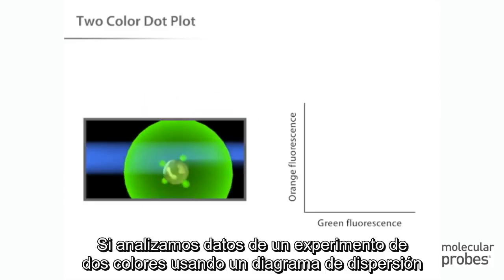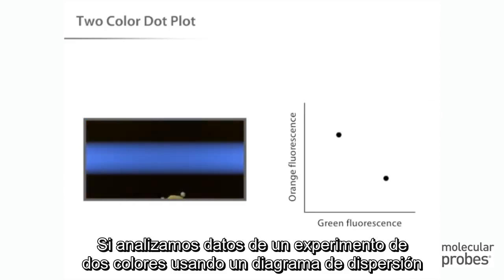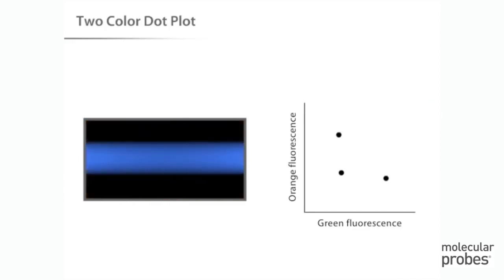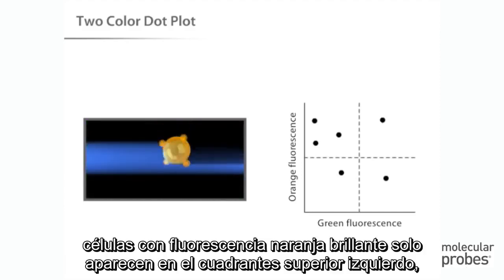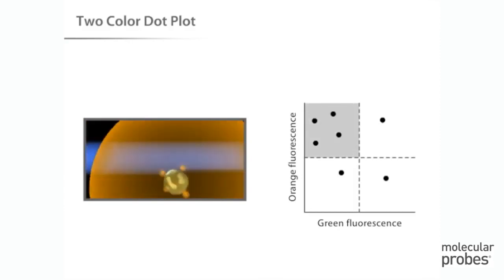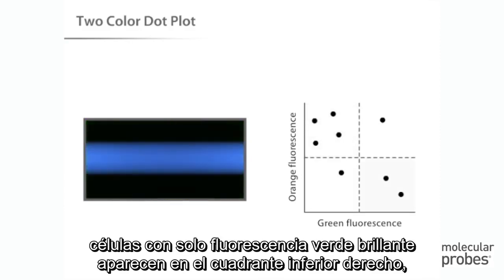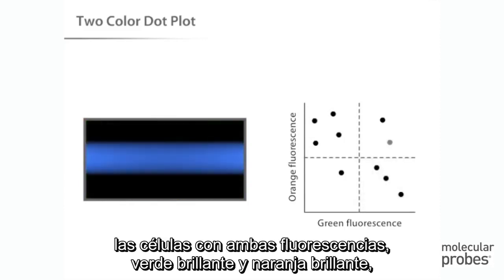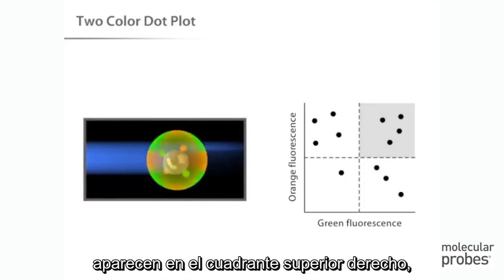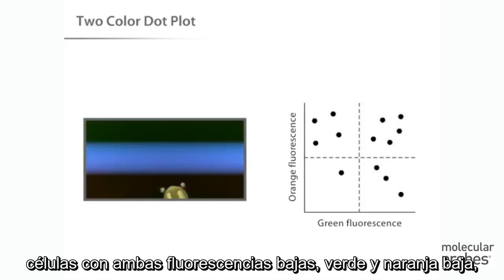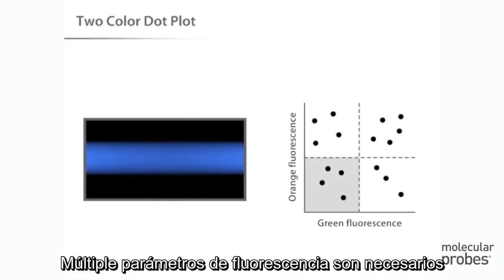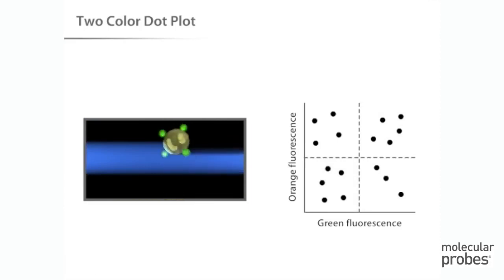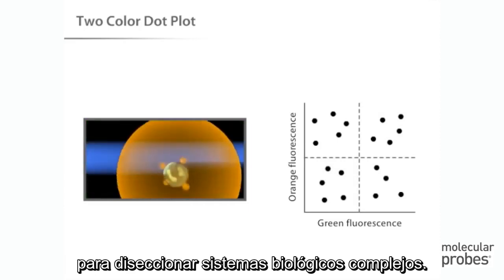If we analyze data from the two-color experiment using a scatter plot, 4 distinct populations emerge. Looking at the dot plot in terms of quadrants, cells with only bright orange fluorescence appear in the upper left quadrant. Cells with only green fluorescence appear in the lower right quadrant. Cells with both bright green and bright orange fluorescence appear in the upper right quadrant. And finally, cells with both low green and low orange fluorescence appear in the lower left quadrant. Multiple fluorescence parameters are necessary to dissect complex biological systems.